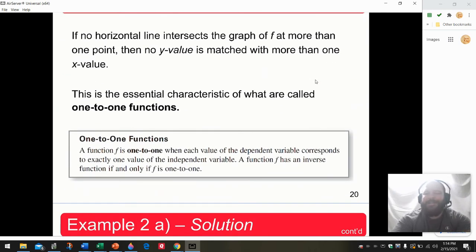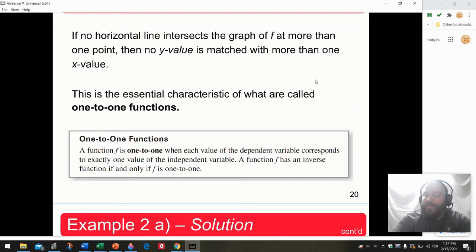Now, another concept that we need to discuss before we start finding more complex inverse functions is what it means to be one-to-one. A one-to-one function is when each value of the dependent variable, which is the y variable, corresponds to exactly one value of the independent variable, which is the x. A function f has an inverse function if and only if f is one-to-one. So what this is saying is that you can only have one y paired with one x.